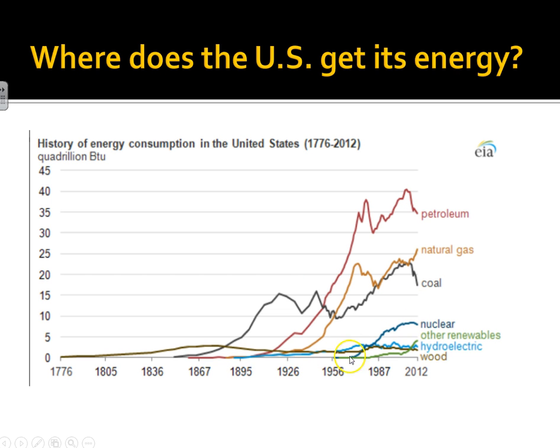And just one other way to look at the energy use in the United States, this is the years from 1776 till 2012, and this is just the amount of energy. Feel free to check out this chart, but you can see again it's dominated by oil, natural gas, and coal, with nuclear kind of further behind.